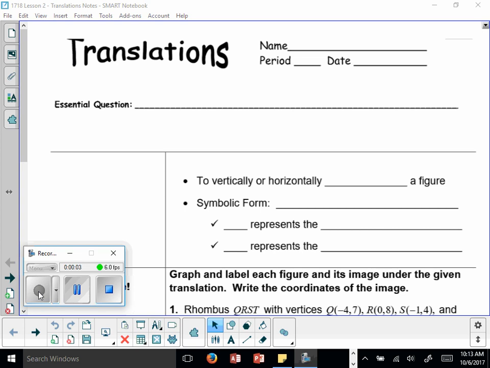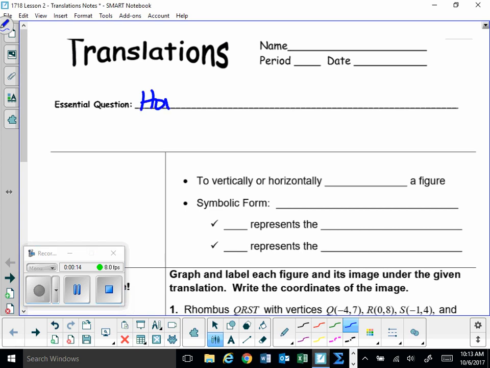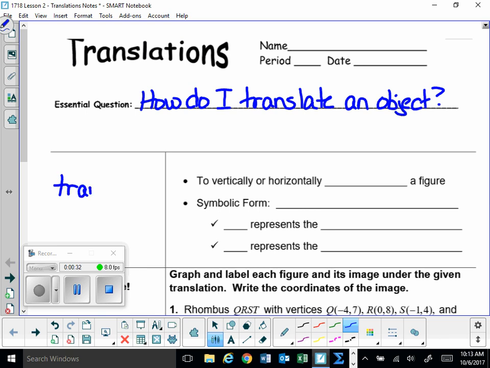Our next lesson in the transformations unit deals with translations. In elementary school, you called them slides. Okay, so our essential question is, how do I translate an object? All right, our first and actually only vocabulary word today is translation.